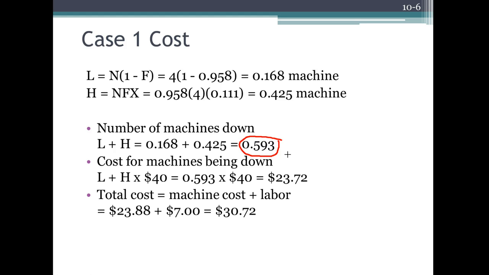But what does it cost to have one service person? Okay, we take the 0.593 times $40, and that's the machine down cost of $23.72. Then we have to add the labor cost of $7 per hour for the one server. So therefore, the total cost is $30.72.